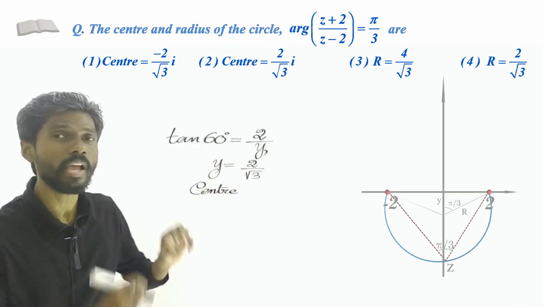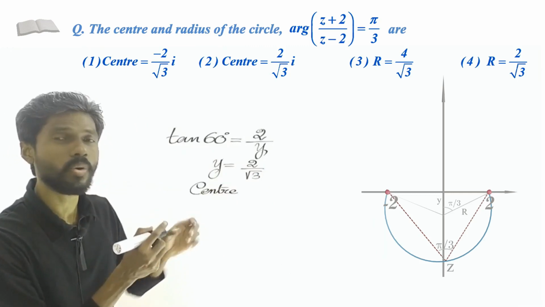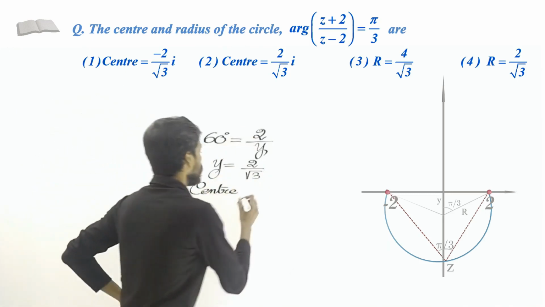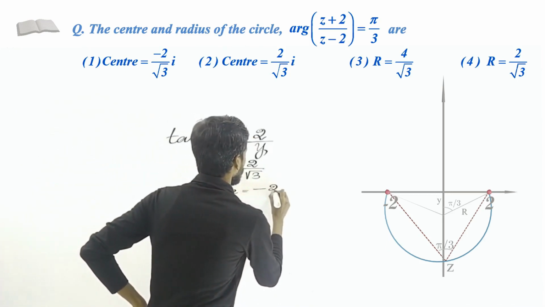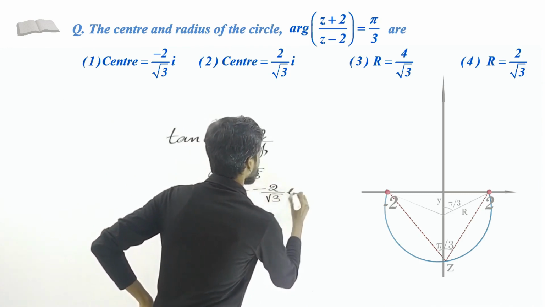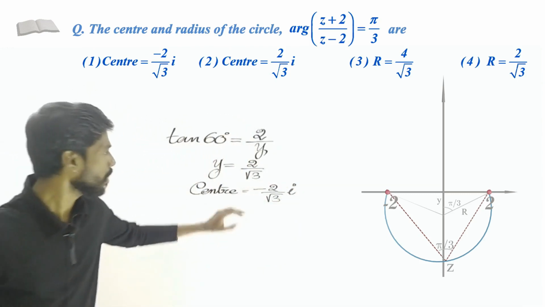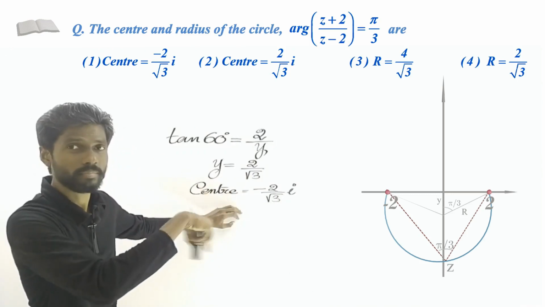So that means the center is 0, the x coordinate is 0, comma, the negative value of this, negative 2 by root 3. Or we can say 0, comma, minus 2 by root 3. That's all. So that is the center of the circle, right? Yes, that's all.